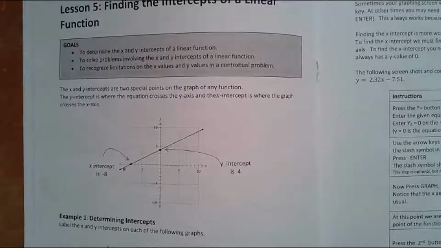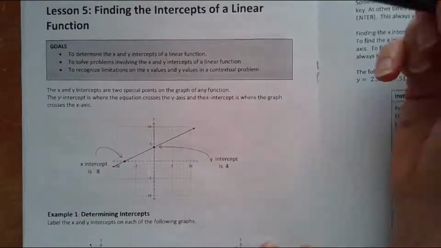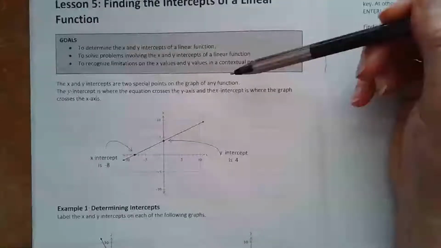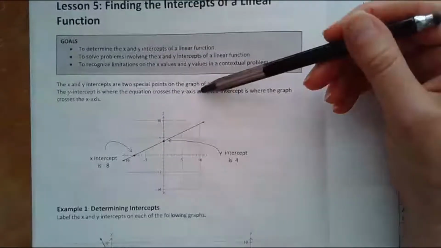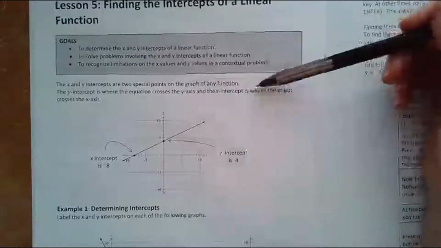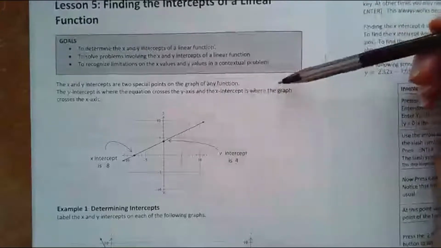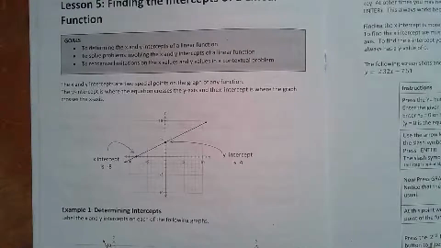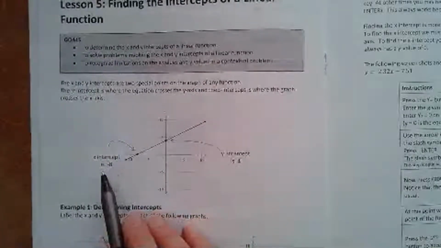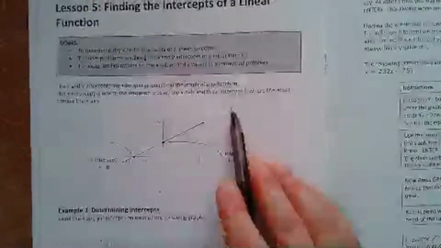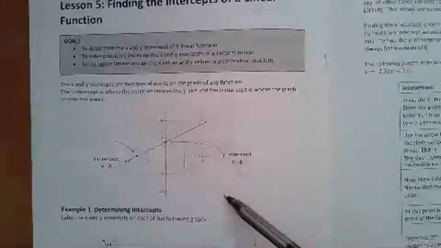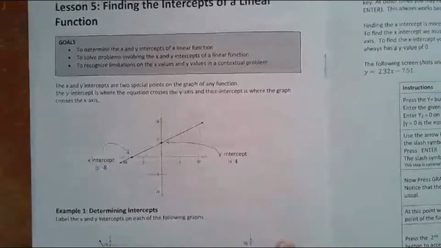So we're going to talk about x and y intercepts today. To determine the x and y intercepts of a linear function, that's one of our goals, to solve two special points on the graph of any function. The y-intercept is where the graph crosses the y-axis, and the x-intercept is where the graph crosses the x-axis. Now, almost every graph has an intercept, right? As you can see, every upward facing line has an x and y intercept, and every negative line has an x and y intercept. The only lines where both intercepts are not present are the constants.